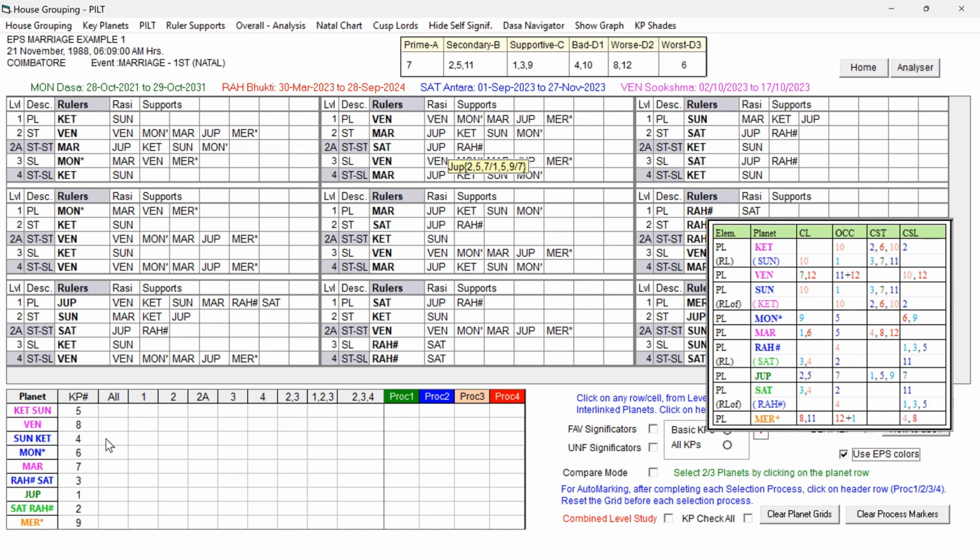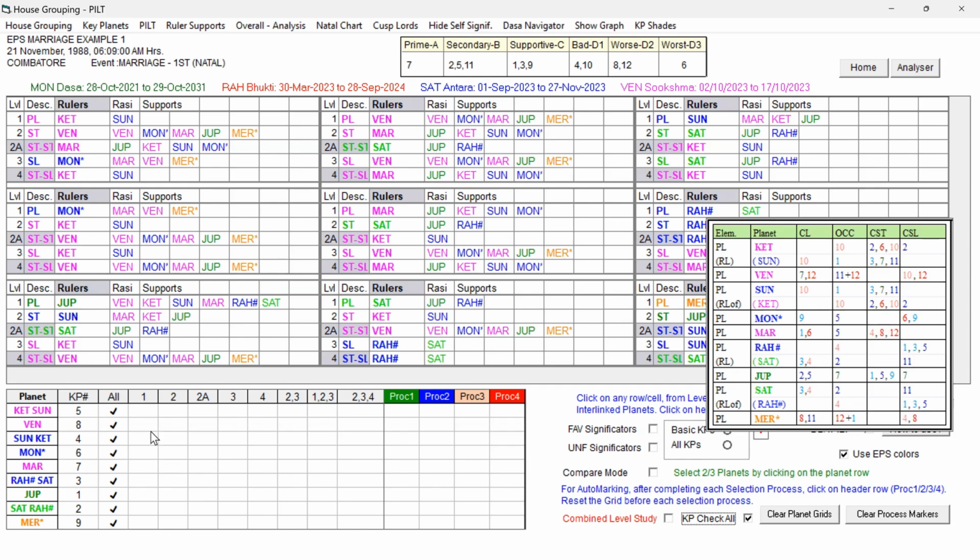This option you can choose so that you can see all the colors have been changed to the key planet states that we have given, EPS colors. And KP check all means all the planets in the PILT table will get the colors of the key planets, whatever we have selected. So you can see, KP check all means all planets will get the colors.